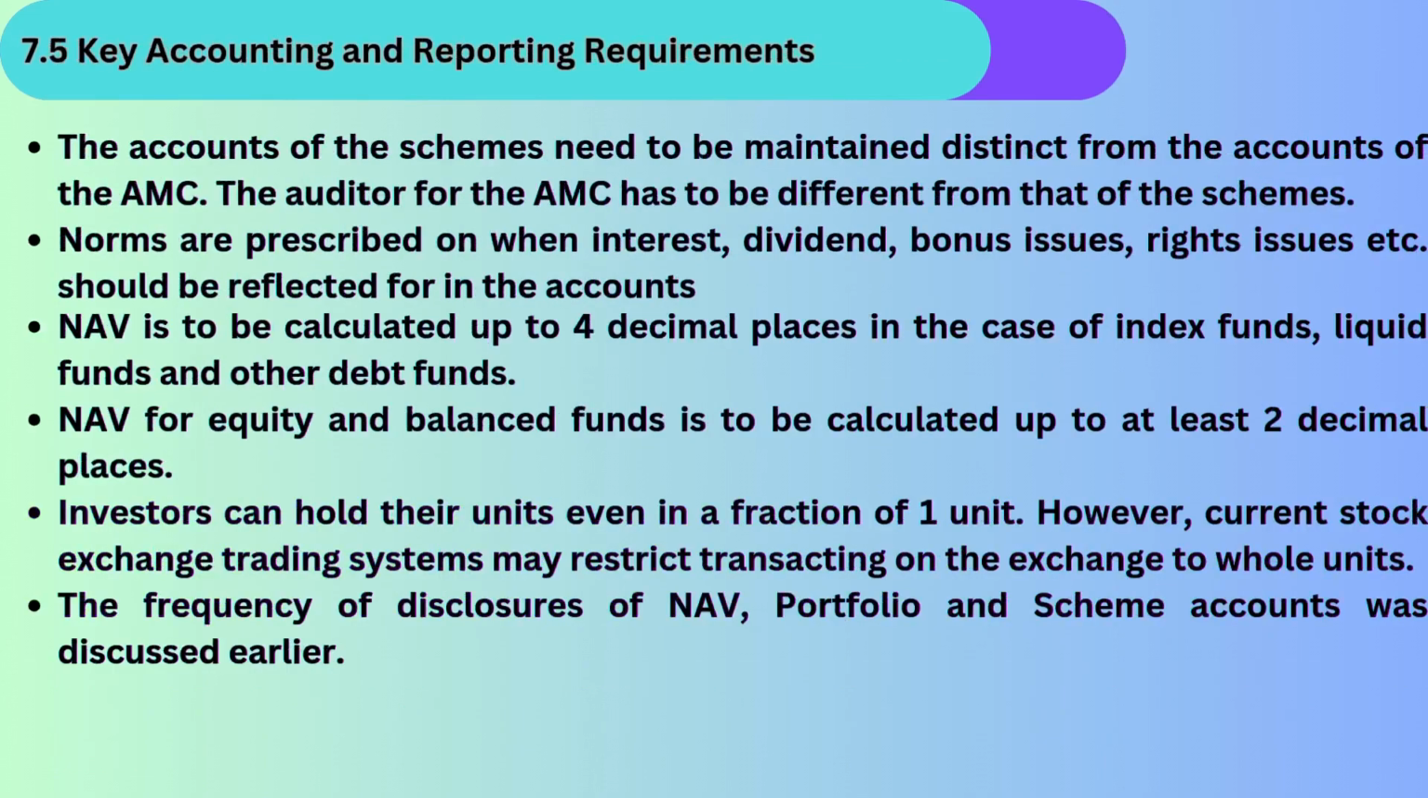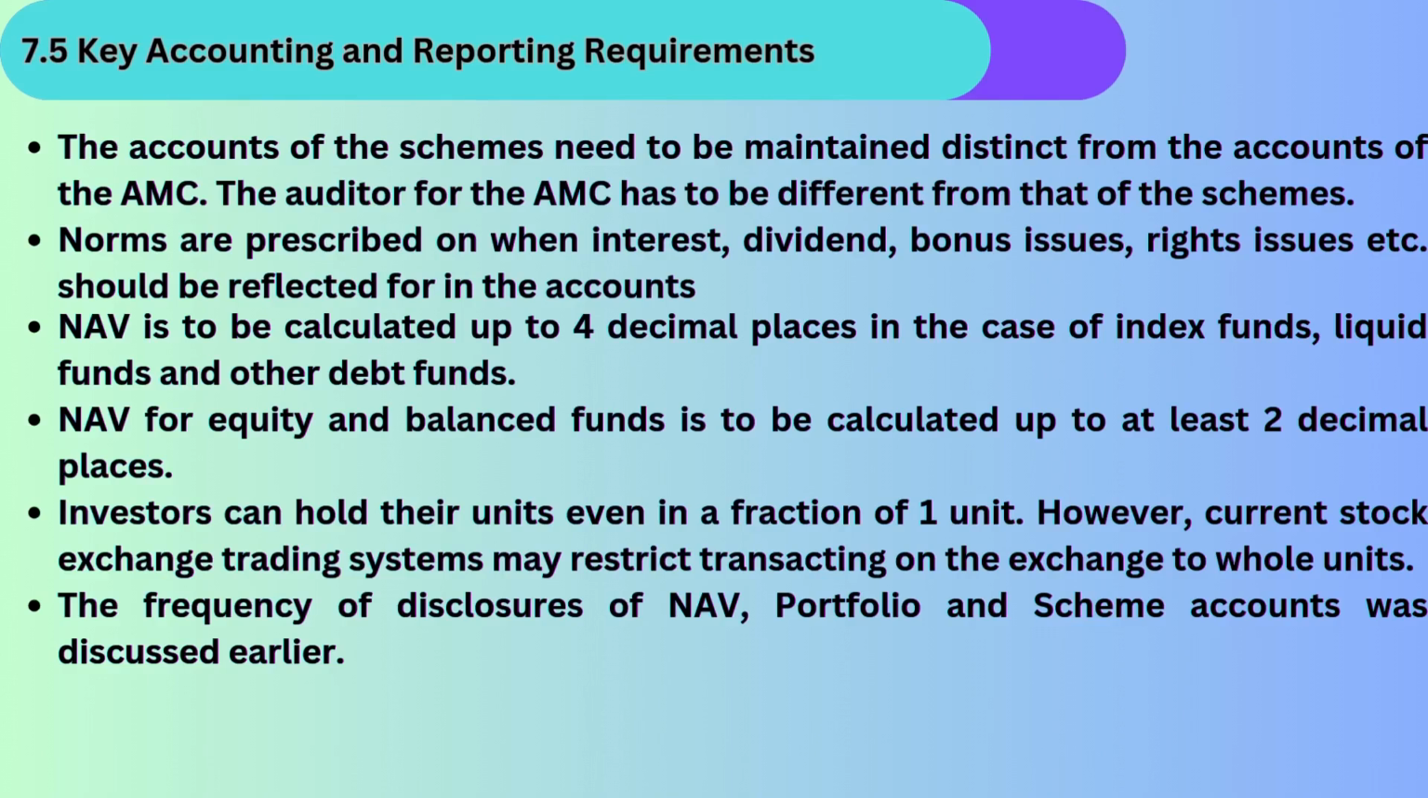Next, key accounting and reporting requirements. The accounts of the scheme need to be maintained distinct from the accounts of the AMC. The auditor for the AMC has to be different from that of the schemes. Norms are prescribed on when interest, dividend, bonus issues, right issues, etc. should be reflected in the accounts. NAV is to be calculated up to 4 decimal places in case of index funds, liquid funds, and other debt funds. NAV for equity and balanced funds is to be calculated up to at least 2 decimal places. Investors can hold their units even in fractions of 1 unit. However, current stock exchange trading systems may restrict transacting on the exchange to whole units.